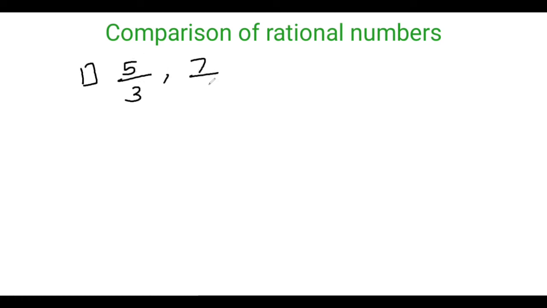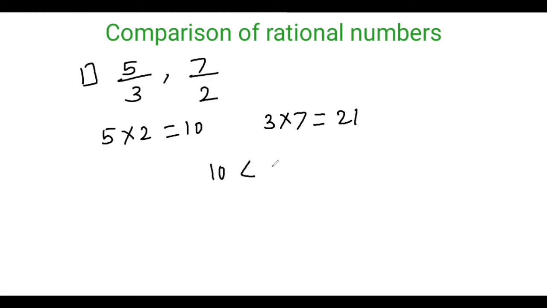So 5 upon 3 and the second is 7 upon 2. So what is the first step? We multiply 5 into 2 and 3 into 7. It will become 10 and 21. Now we are going to compare. After comparison, 10 is smaller than 21. So the first rational number is smaller than the second. 5 upon 3 is smaller than 7 upon 2. So I think you have understood this example.